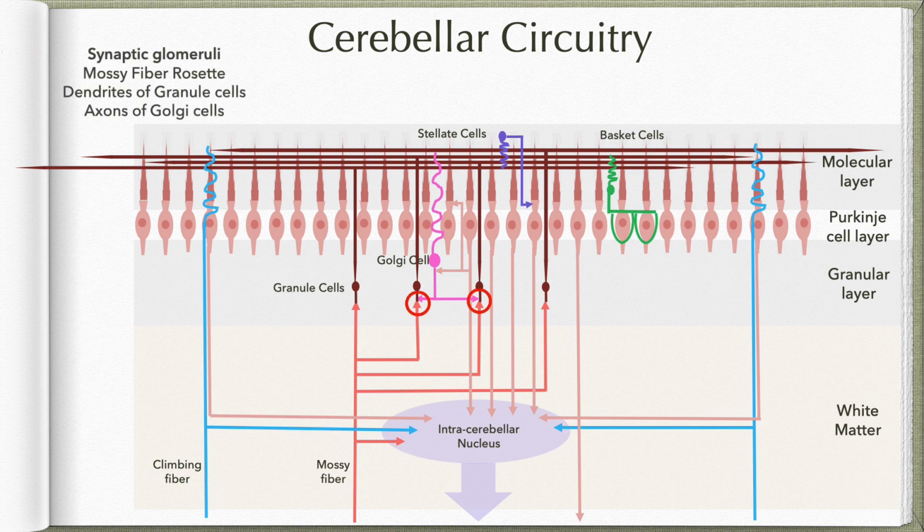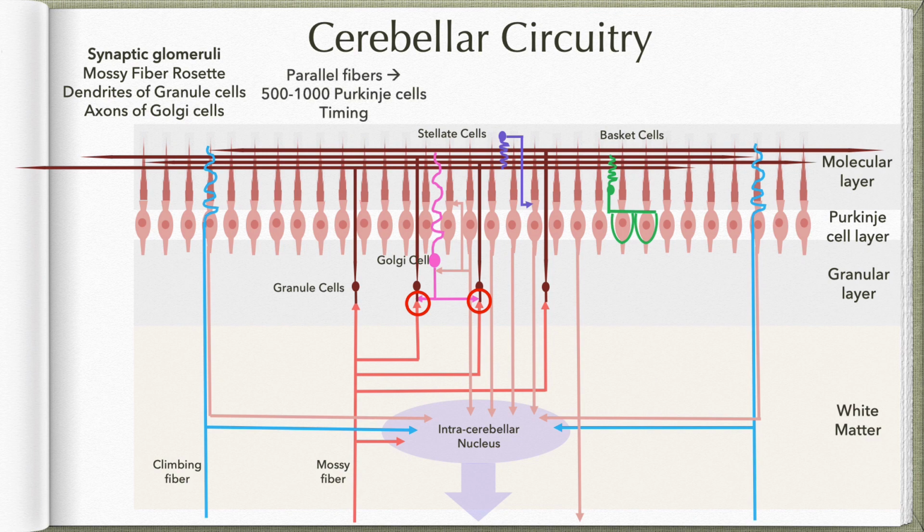So coming to some of the interesting features here, we have what is known as synaptic glomeruli. Each mossy fiber, when it ends as a bulbous dilatation, is known as a mossy fiber rosette. It synapses with the dendrites of granule cells, and these dendrites of the granule cells will be receiving inhibitory input from the axons of the Golgi cell. So this area where these three types of fibers are meeting is known as a synaptic glomerulus. They are found in the granular layer of the cerebellar cortex.